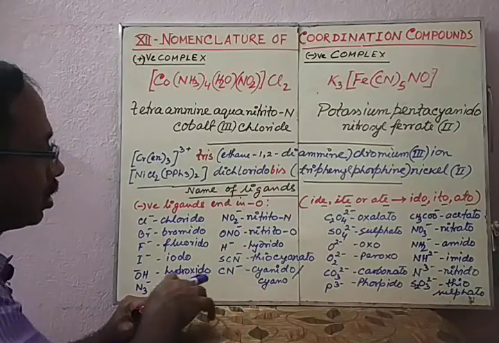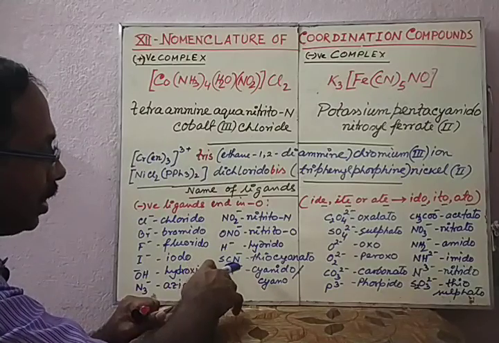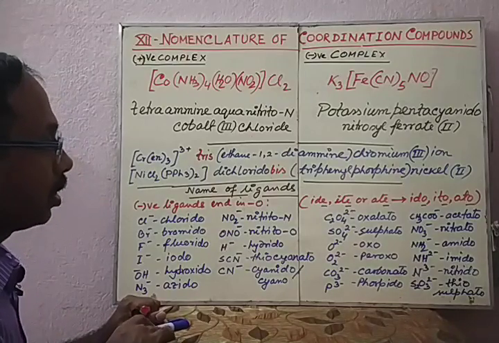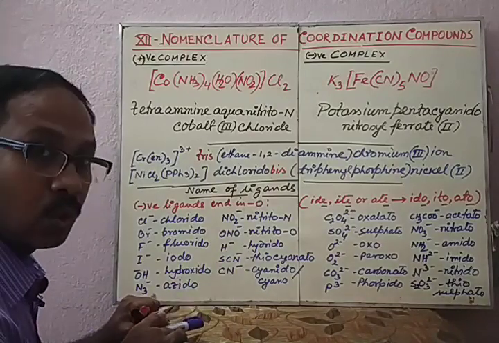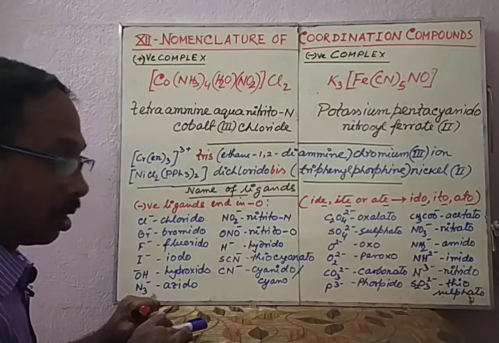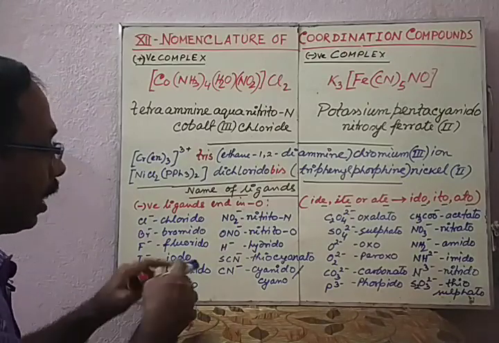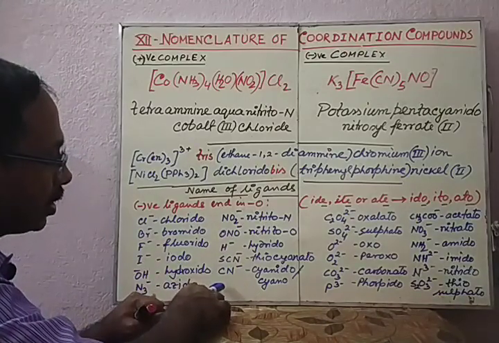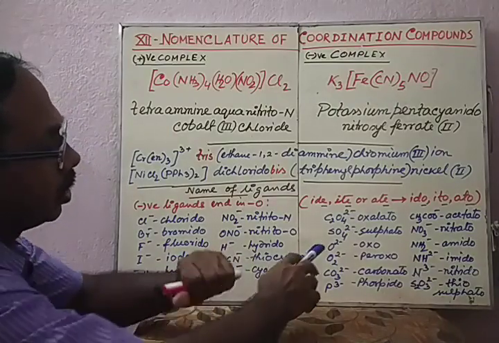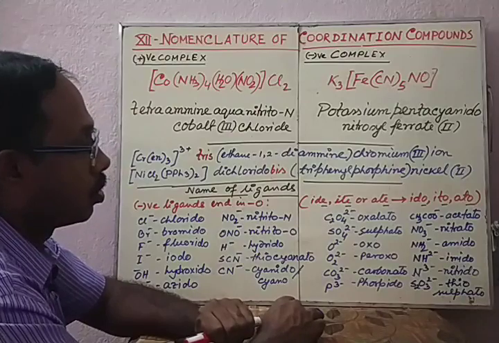This thiocyanato is also ambidentate. There is the possibility of SCN and NCS. So when it is NCS, it is called isothiocyanato. Then CN minus is called cyanido. Earlier it was called cyano, and cyano is still taken as correct. Then NC minus, an ambidentate ligand, is isocyanido. Next, C2O4 2 minus is called oxalato, in short it is called ox.